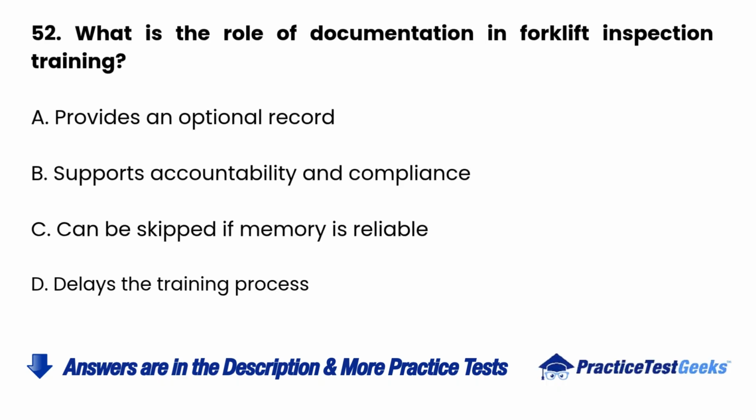52. What is the role of documentation in forklift inspection training? A. Provides an optional record. B. Supports accountability and compliance. C. Can be skipped if memory is reliable. D. Delays the training process.